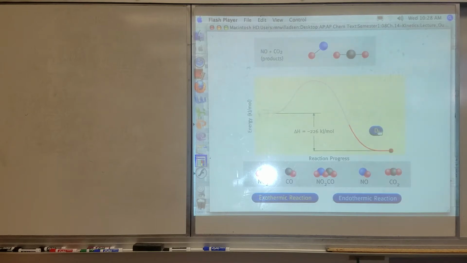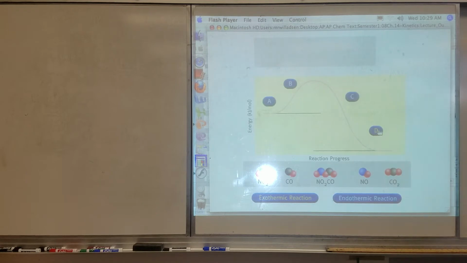A bond is now formed between carbon and oxygen. The bond between nitrogen and oxygen has broken. The products of this reaction are nitrogen monoxide and carbon dioxide. The products are more stable than the reactants. The products have a lower potential energy. In this type of reaction, heat will be released by the reaction to the surroundings. The heat released by the reaction is 226 kilojoules per mole. This is an exothermic reaction.